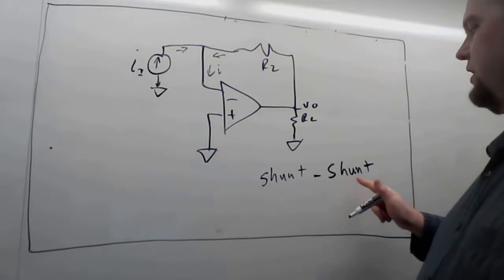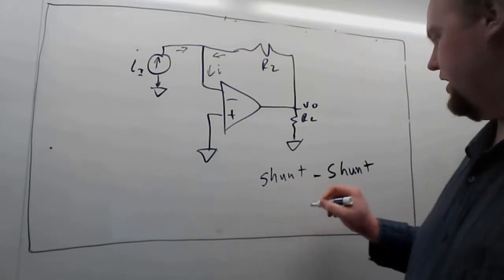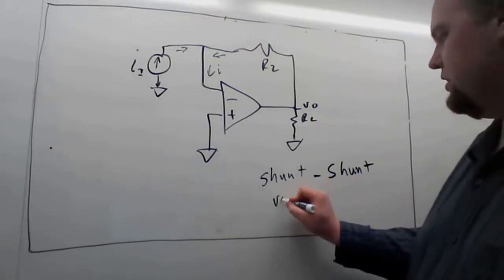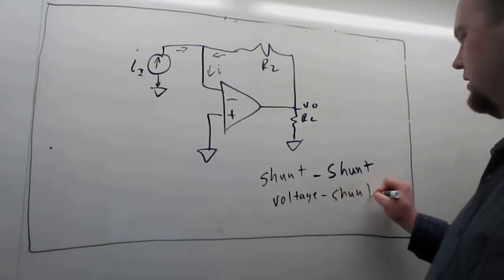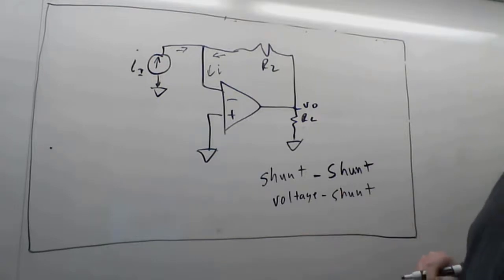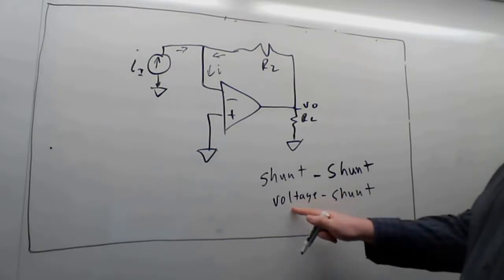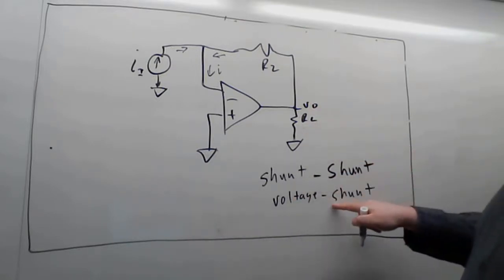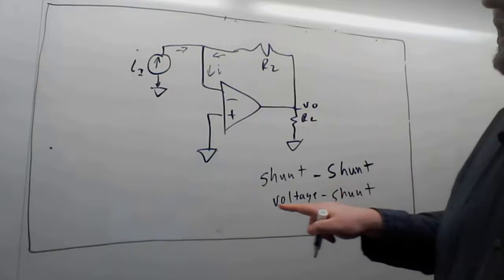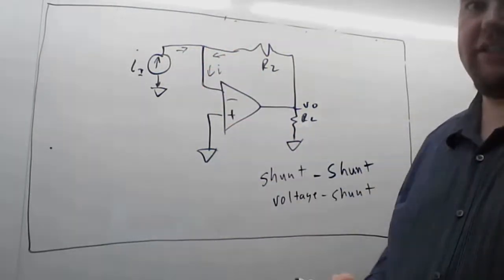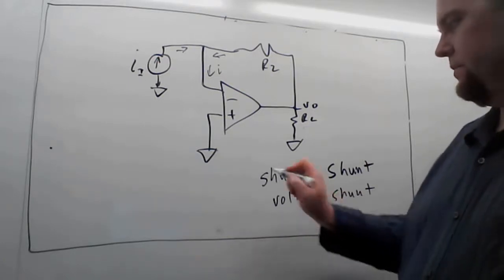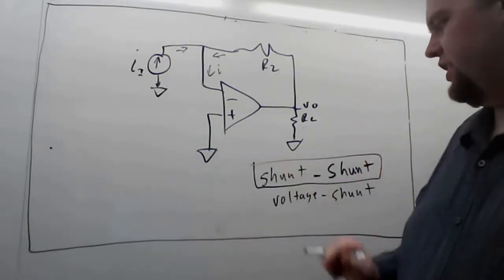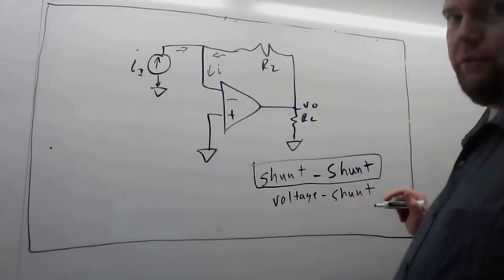Another name for this would be voltage shunt. And again, that's saying we're sampling the voltage of the output, and the input to our op-amp is a shunt combination of two currents. That's the way it is. So our book would call this circuit a shunt-shunt. Other people sometimes would call this a voltage shunt.